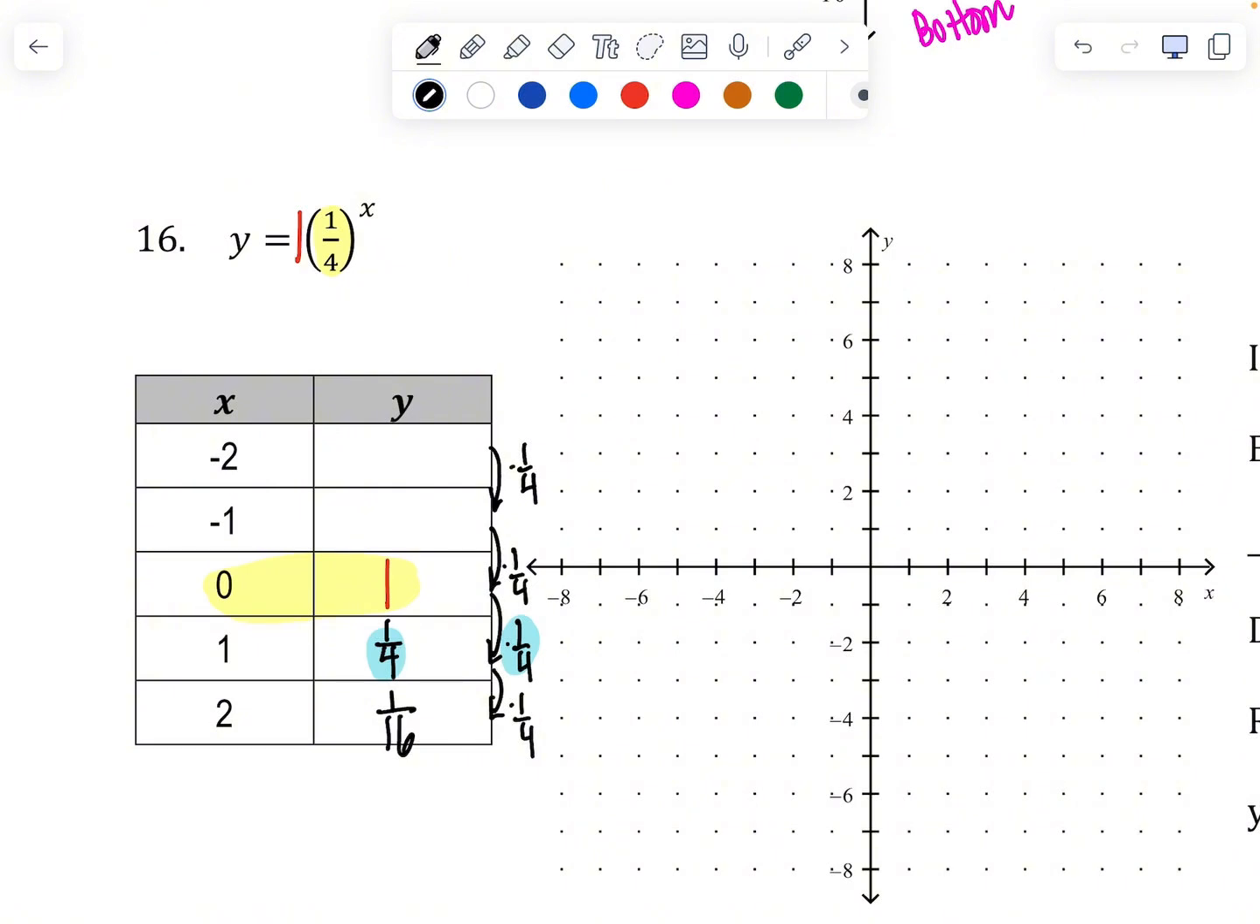What about in the other direction? You know that multiplying by 1 over 4 is the same thing as dividing by 4. So the opposite of dividing by 4 is multiplying by 4. So what's 1 times 4?